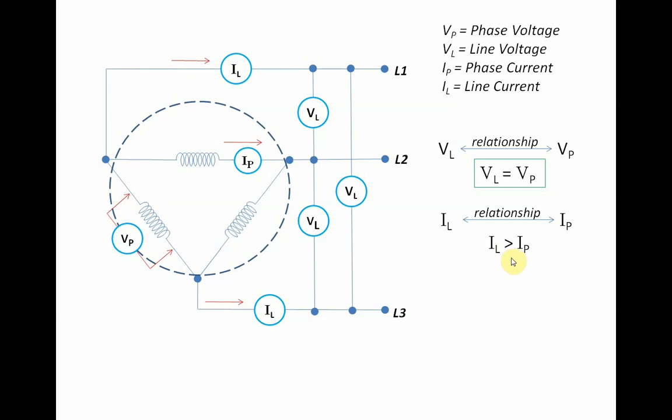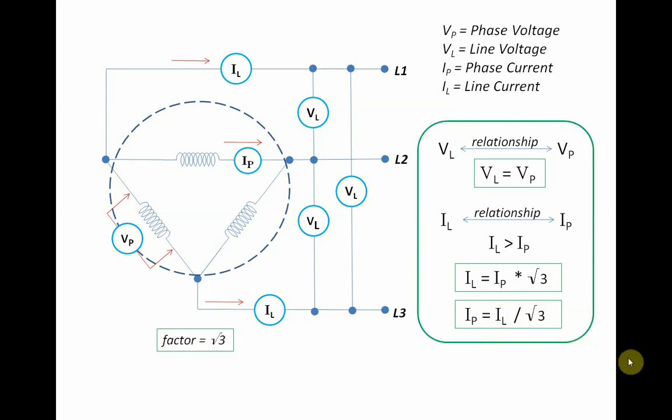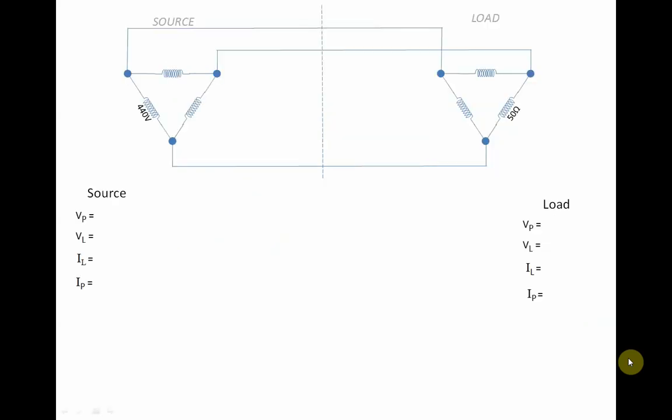Now, up to what extent would our line current be greater than the phase current? Remember the factor square root of 3. So the line current would be equal to the phase current times the factor square root of 3. And of course, the phase current would be the line current divided by square root of 3. So that is the formula for delta connection. Now let's go to an example.